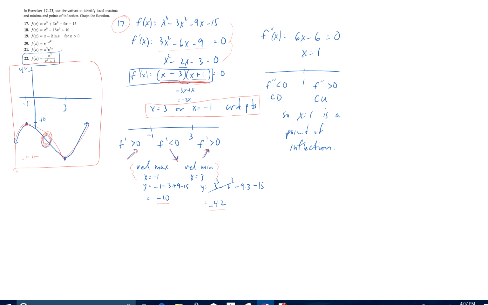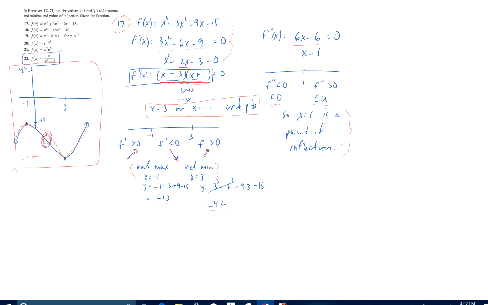To investigate that, I take the second derivative and set it equal to 0. So there's the second derivative, and then I get x equals 1. That's where the second derivative is 0. So I want to see if it changes sign on either side of it. If I plug in a number smaller, like 0, I get a negative number, so it's concave down. To the right, it's a positive number, so it's concave up.